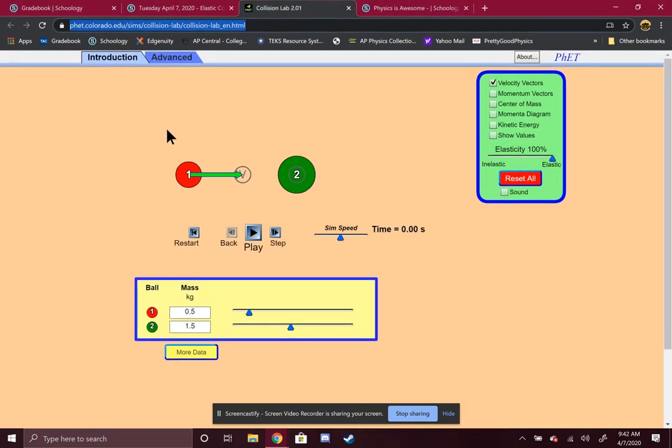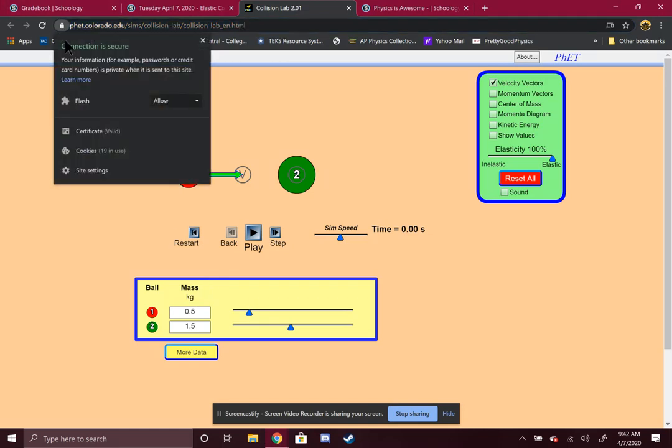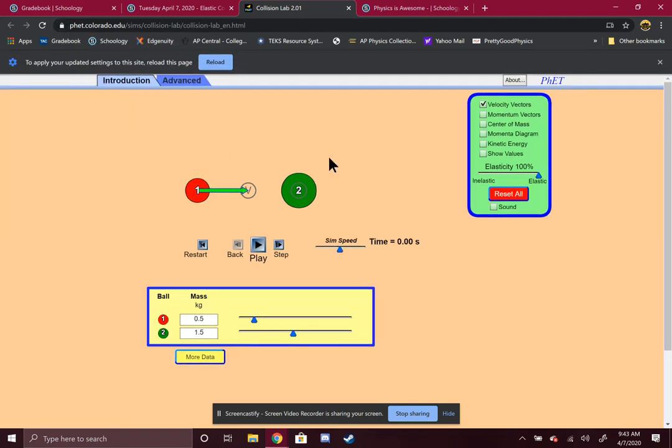So first thing, if you're trying to get into the PhET lab and it's not working, you have to go up here to this little lock and you have to say Flash allow. It's probably sitting at block. You need to let it allow so you can actually run.